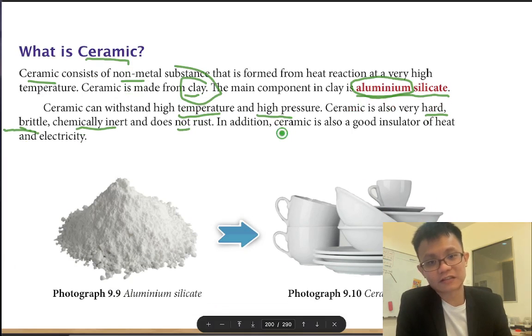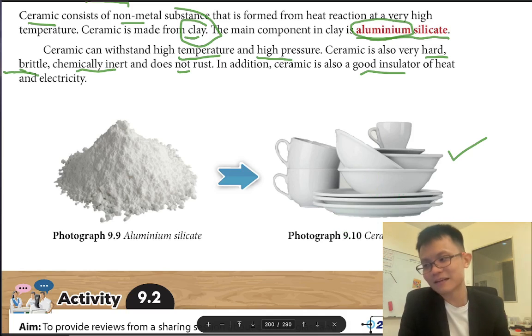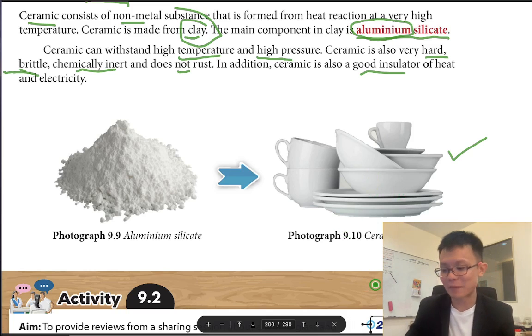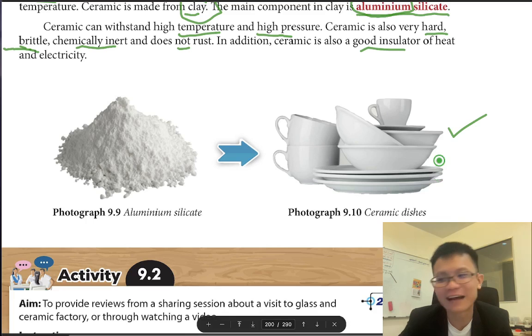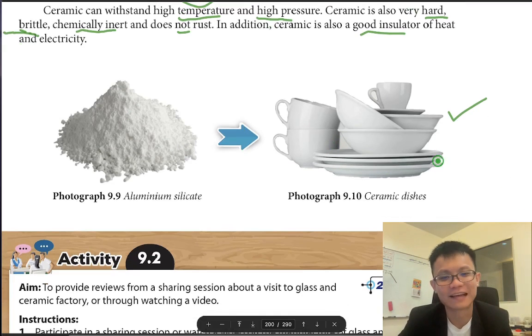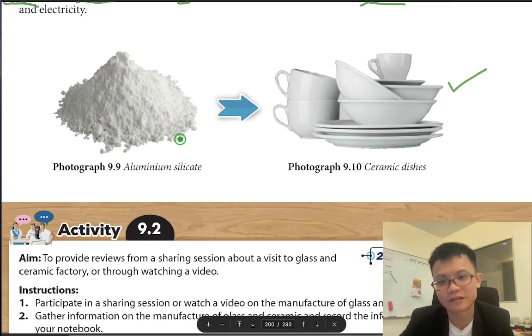Does not rust, yes. So ceramic is also a good insulator. And the reason I like to use ceramic is because it's easy to wash. Correct or not? I always tell my family members, if you want to eat, take the ceramic plate. Last time my brother always liked to use the plastic plate. You know the plastic plate, how hard it is to wash the oil. So difficult to wash the oil, and I need to wash many times. But if you use this one, you only need to wash one time. If you have washed the plate, you know that a ceramic plate is so much easier to wash compared to plastic and metal. Don't use plastic lah, wash until people die.